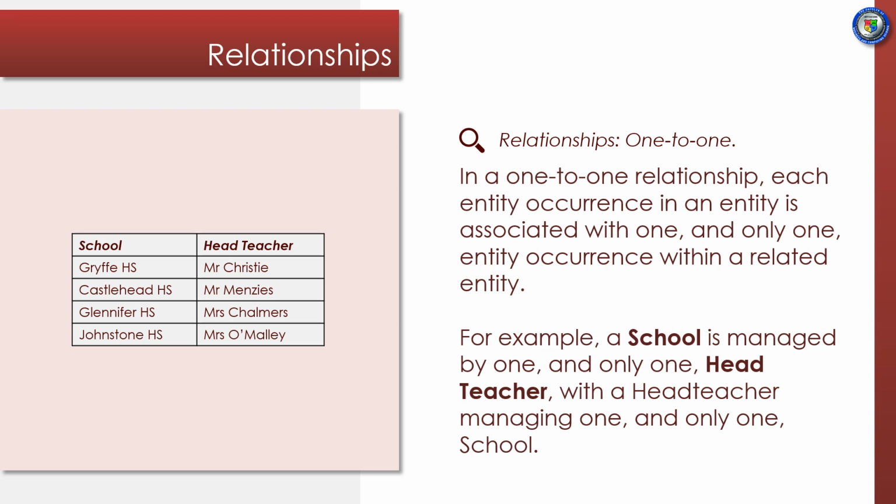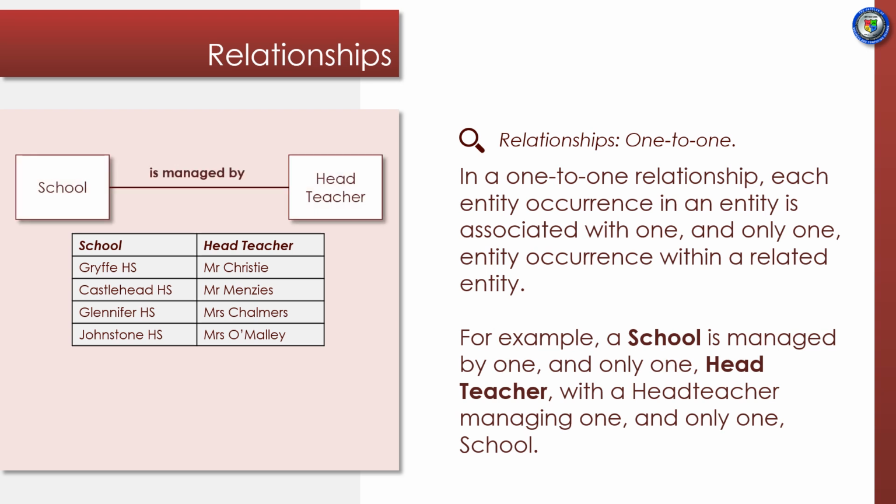We'll now look at our first type of relationship, a one-to-one relationship. In this type of relationship, each entity occurrence in an entity is associated with one and only one entity occurrence within a related entity. For example, a school is managed by one and only one head teacher, with a head teacher managing one and only one school. We can see this in our example.